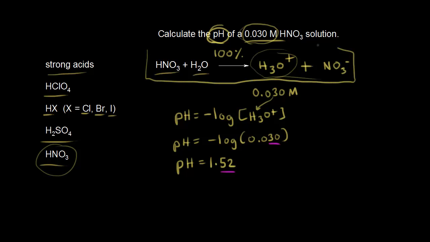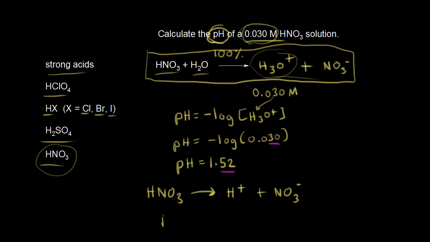So instead of writing it this way, you could have written a shortened version. You could have just written HNO3, nitric acid, ionizes 100%, and so it turns into H plus and NO3 minus. So that's just a shortened version of the same thing we have above. And so if you're working with this, you could have said that the pH is equal to the negative log of the concentration of H plus. And so that's the same thing as we did above.